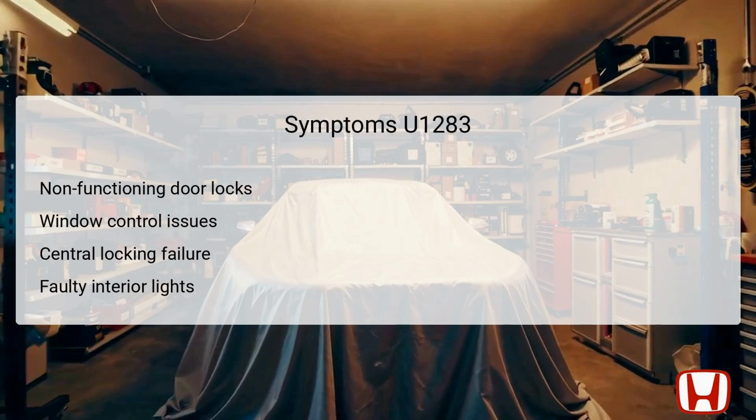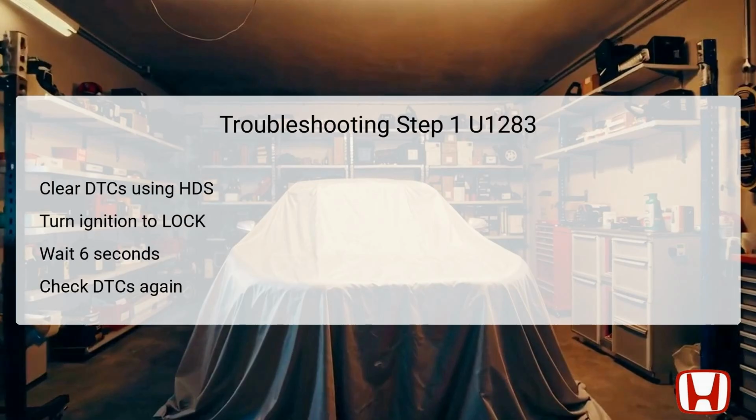The first step in troubleshooting DTC U1283 is to clear existing diagnostic trouble codes using the Honda Diagnostics System, or HDS. This clearing process helps to reset the module and is crucial before performing further checks to ensure that you are working with an accurate reference point.